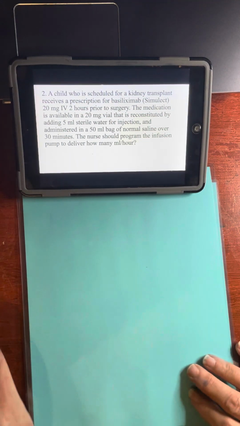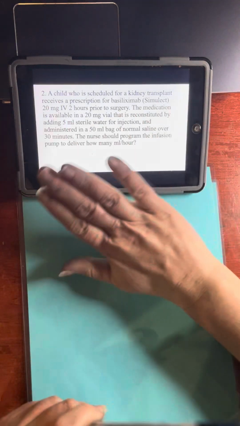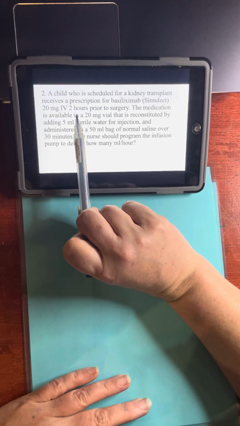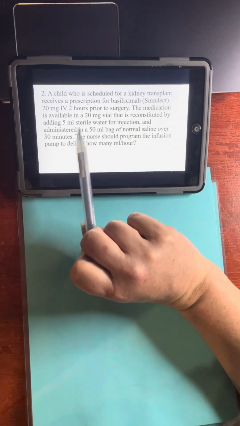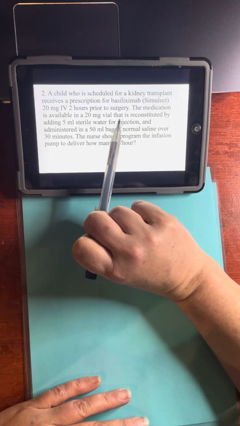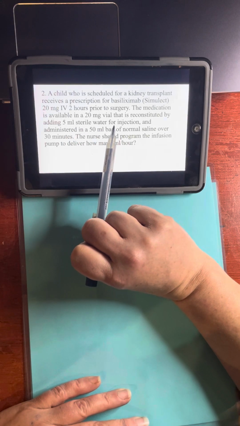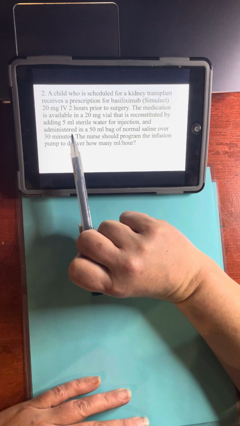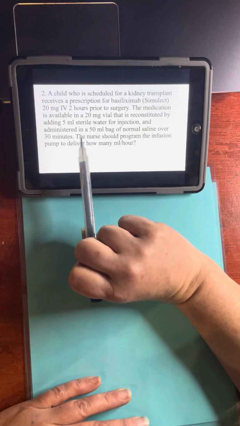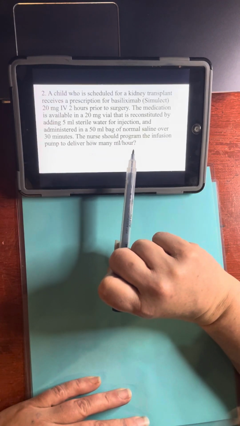So, a client who is scheduled for a kidney transplant received a prescription for that medicine right there. We're not here to pronounce words, we're here to do math. 20 milligrams IV 2 hours prior to surgery. The medication is available in a 20 milligram vial that is reconstituted by adding 5 milliliters of sterile water for injection and administered in a 50 milliliter bag of normal saline over 30 minutes. The nurse should program the infusion pump to how many milliliters an hour?